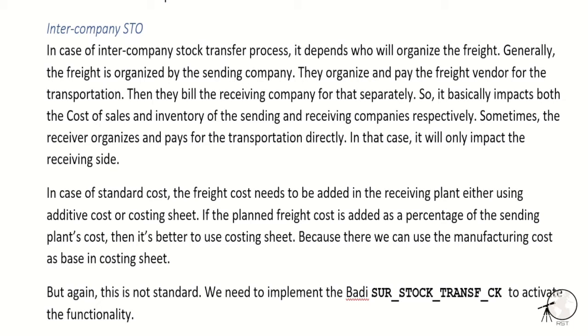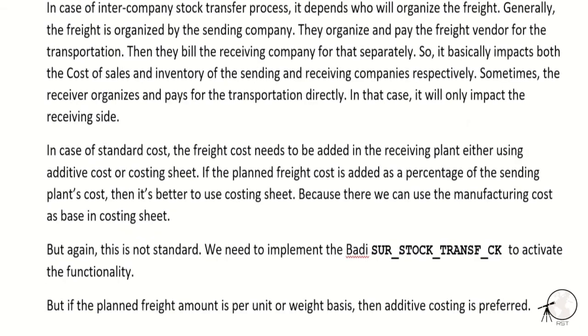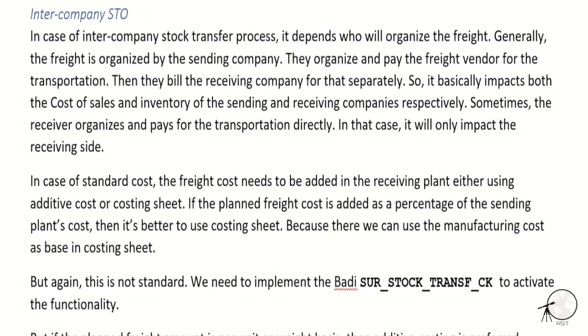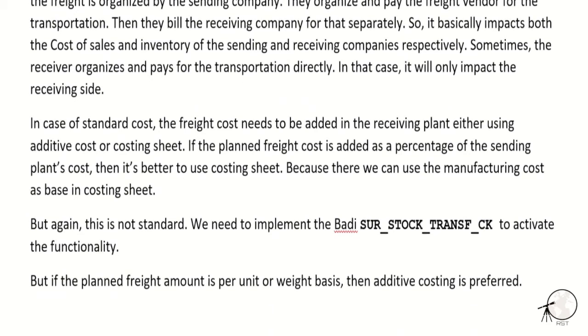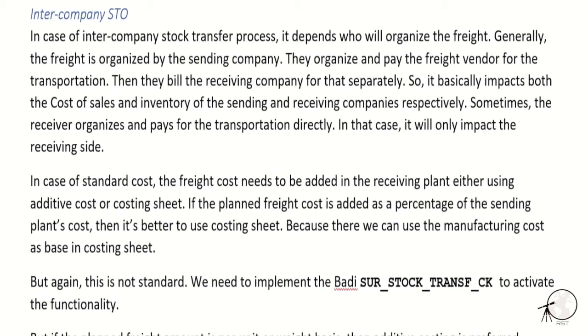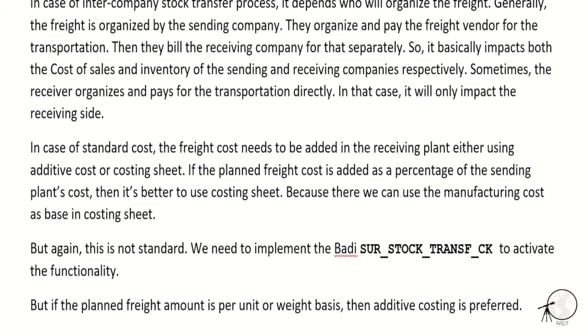If the planned freight is added as a percentage of the sending plant's cost, then it's better to use costing sheet, because there we can use the manufacturing cost as the base in costing sheet. But again, this is not standard. As we have already discussed, we need to implement a BAdI to activate that functionality. But if the planned freight amount is per unit or weight based, then additive cost is preferred.